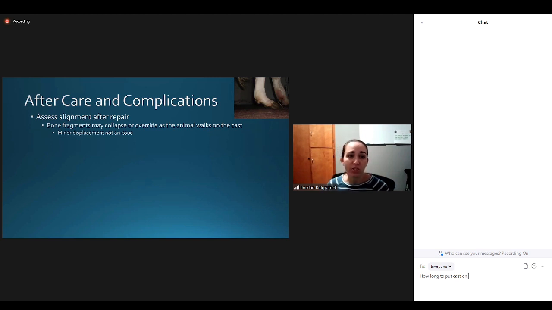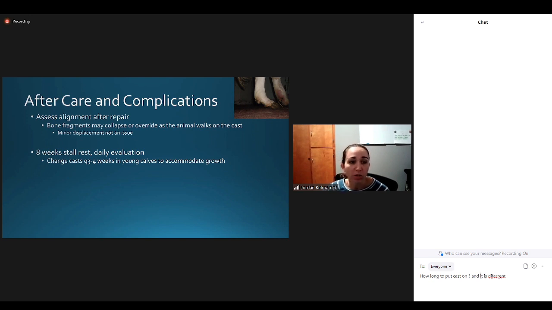Aftercare and complications. So again, you want to assess the alignment after the repair. Depending on the type of fracture, sometimes the bone fragments might collapse or override as the animal walks on the cast. I do have an example of that later on in the lecture. But minor displacement, like we saw in the previous radiograph, is not that big of an issue. Again, cattle like to heal, so their bones like to heal, and they're very good at it.